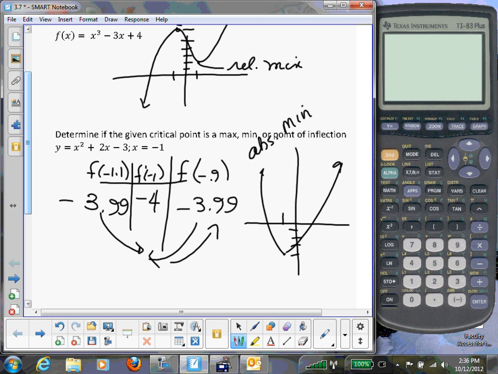Depends on the shape of the graph, right? When the tails go up and down, both, then it just kind of depends on what we're looking at. Okay?